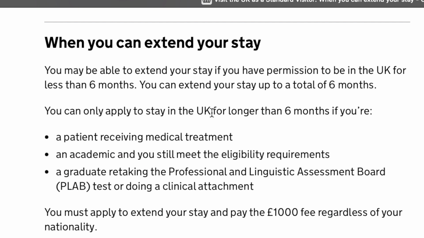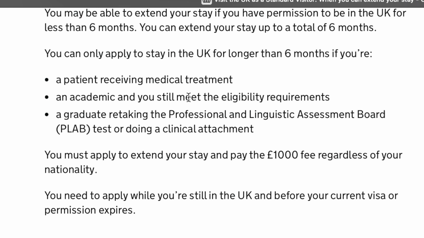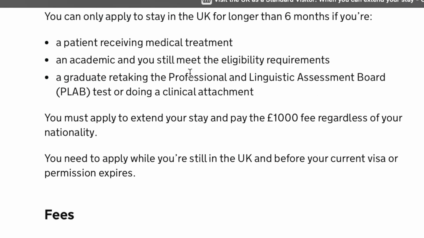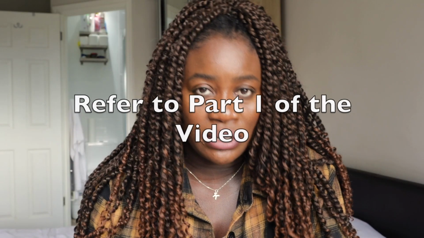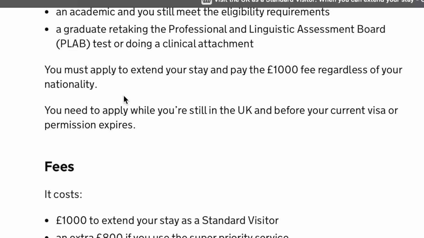You can only apply to stay in the UK for longer than 6 months if you are a patient receiving medical treatment, an academic and you still meet the eligibility requirements, or a graduate retaking the Professional and Linguistic Assessments Board test. Remember that they said if you write PLAB and you don't pass, you can extend for another 6 months, and for another 6 months after you pass, to do your clinicals and all of that. So those are the exceptions.